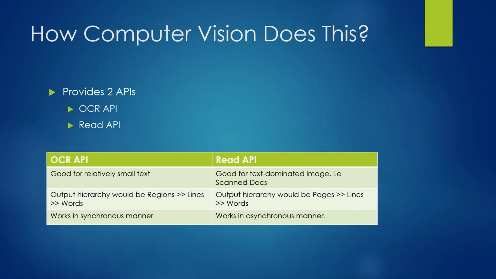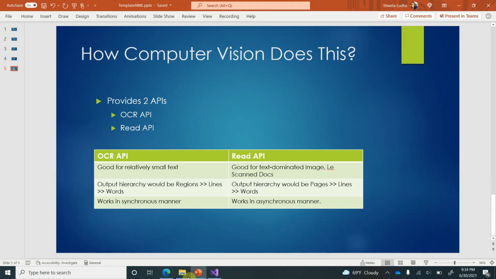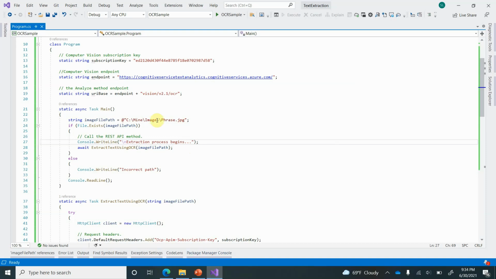Again, like the object detection API, both the OCR and Read APIs return bounding boxes, which depict the location, or say coordinates, of the text in an image. So let's have a look at the code to understand how to use these APIs. So I'm on my Visual Studio.